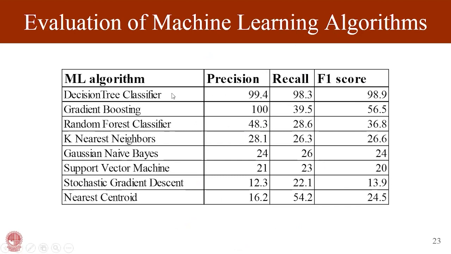Now, as you can see in this table, the decision tree classifier has the highest F1 score. Gradient boosting is also among the highest. And the other algorithms, the random forest classifier and nearest neighbor, share similar scores, while the remaining algorithms score lower. Nevertheless, the decision tree classifier was extremely good at detecting the type of fault, so this can be used for machine fault detection.